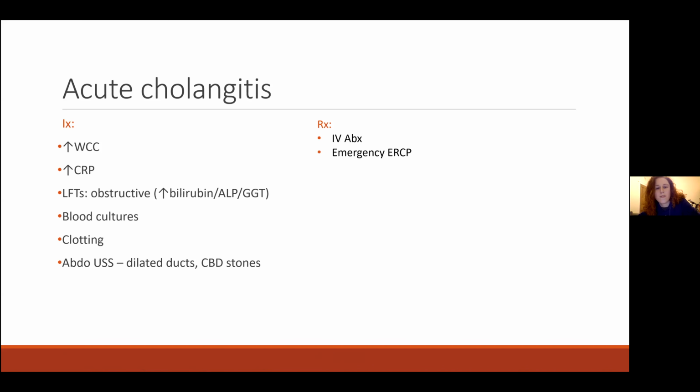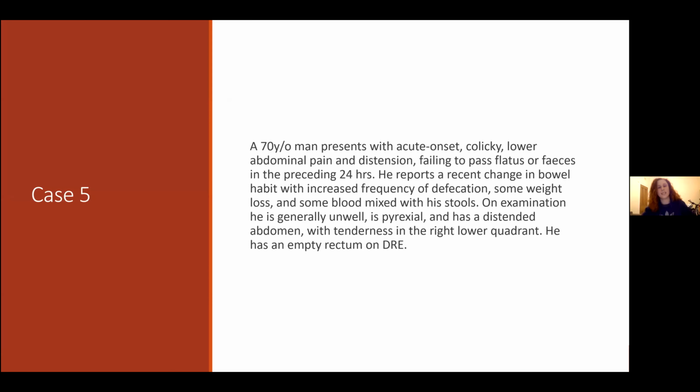Okay. So our fifth case is a 70-year-old man who presents with acute onset colicky lower abdominal pain and distension. He's failing to pass flatus and feces for the last day. He reports a recent change in bowel habit with increased frequency of defecation, some weight loss, and some blood mixed in his stools. On examination, he is generally unwell, is pyrexial, and has a distended abdomen with tenderness in the right lower quadrant. He has an empty rectum on digital rectal examination. So does anyone have any ideas what this could be?